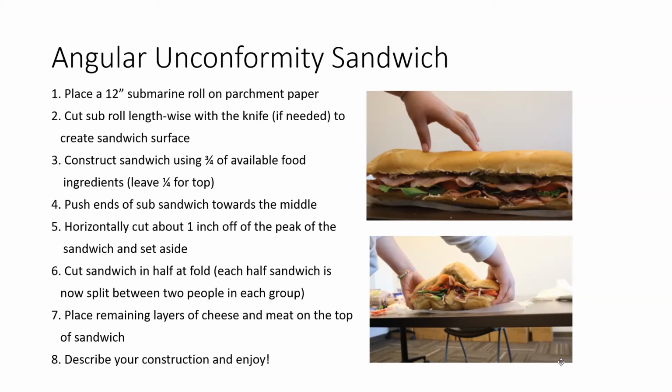Once you have that peak, like she has, you're going to cut the top of it off. You're going to cut the little mountain that you've made, just about 1 inch of it off the top. Once you do that, you'll cut the sandwich in half, and place the remaining layers of cheese and meat on top of that. And then you can describe your construction and enjoy your meal.